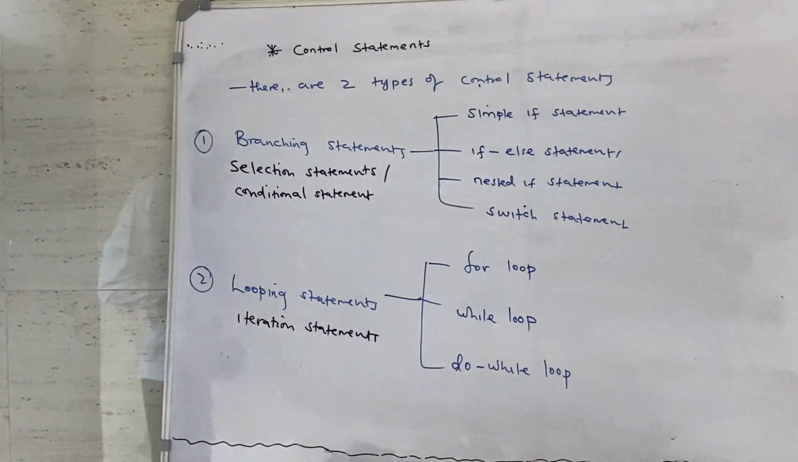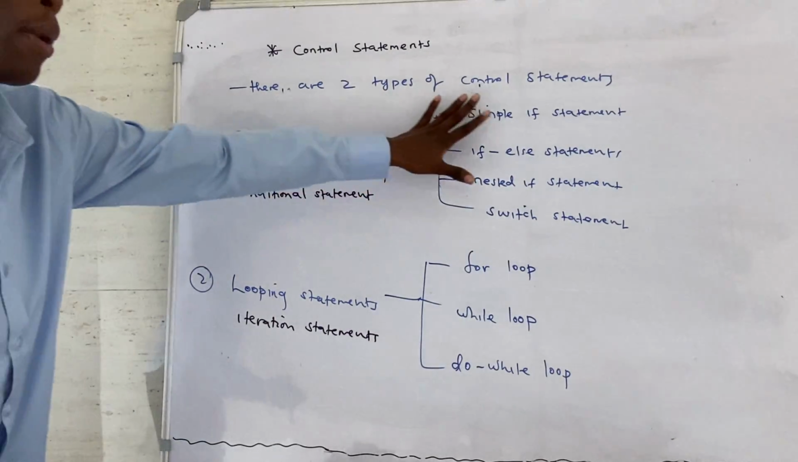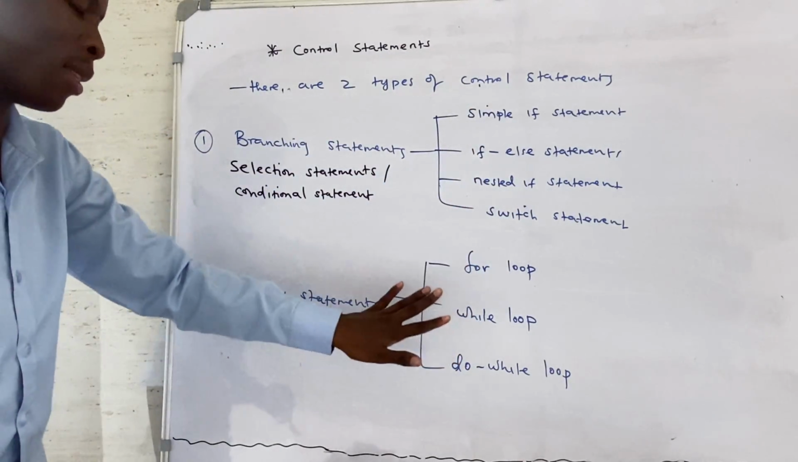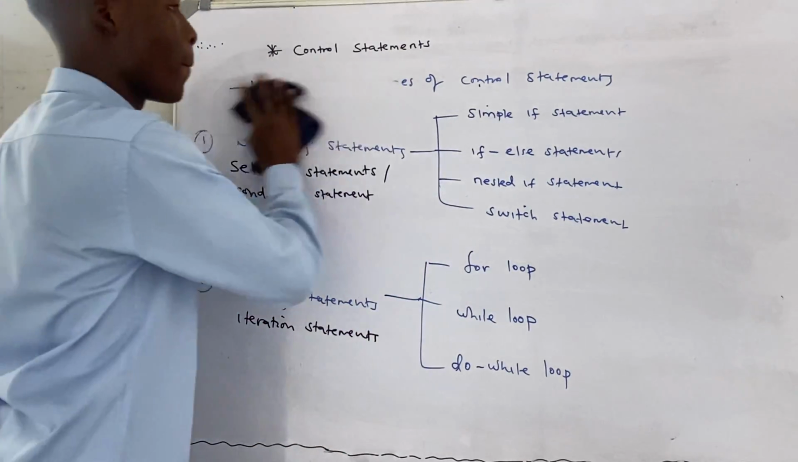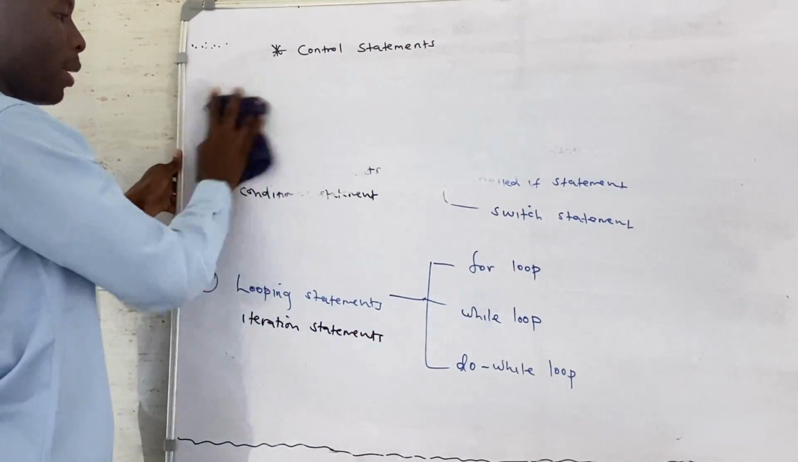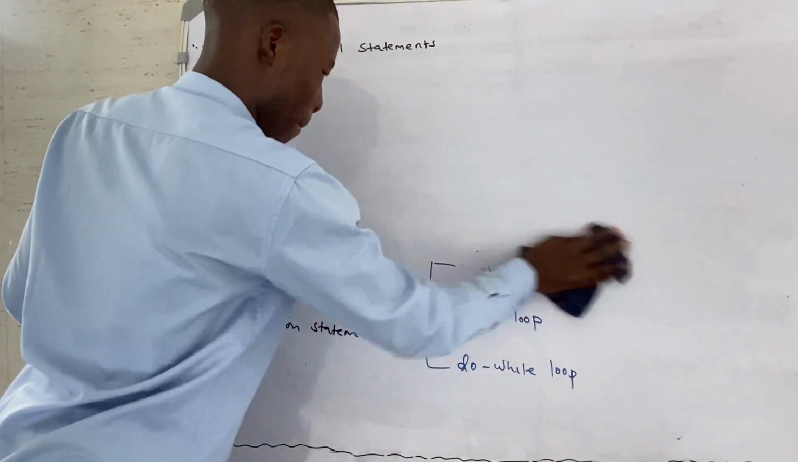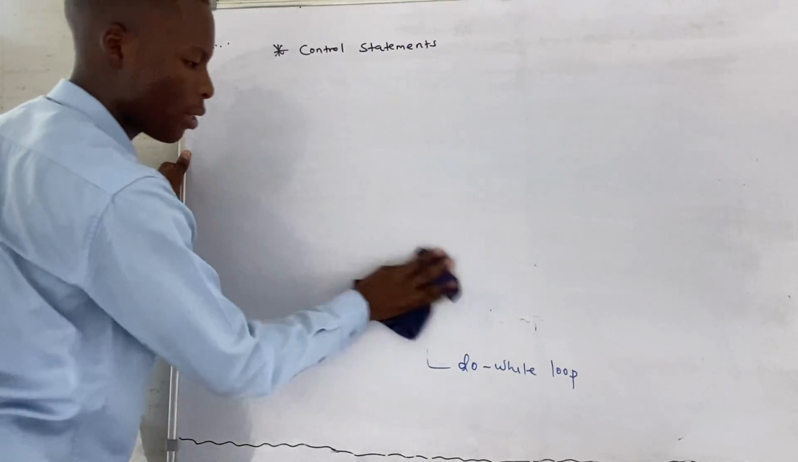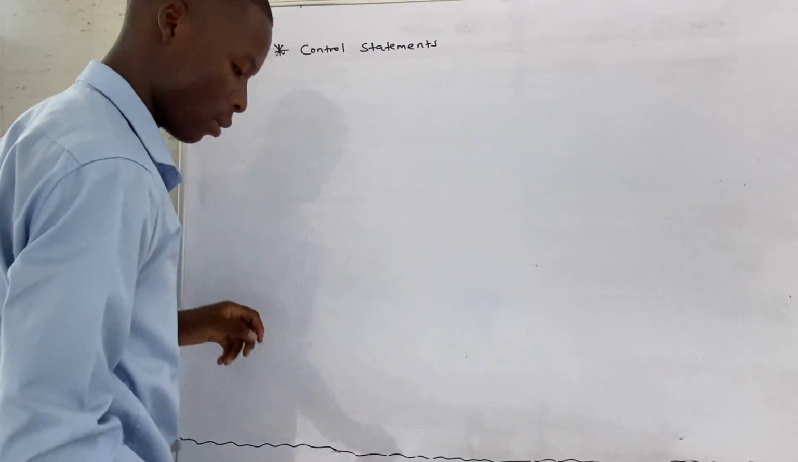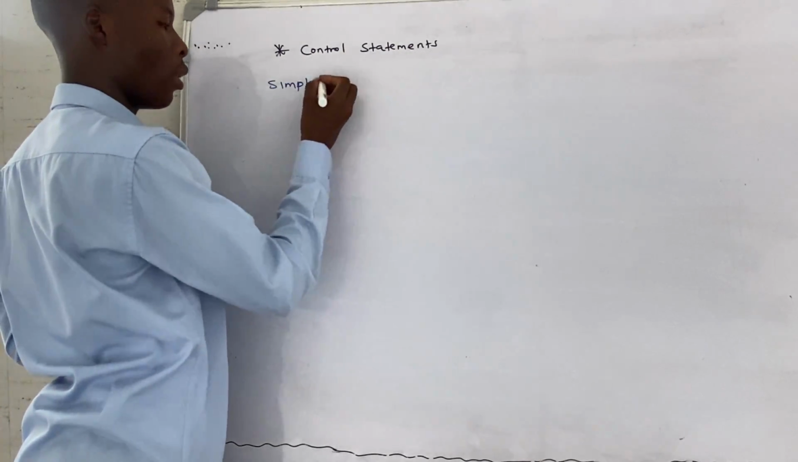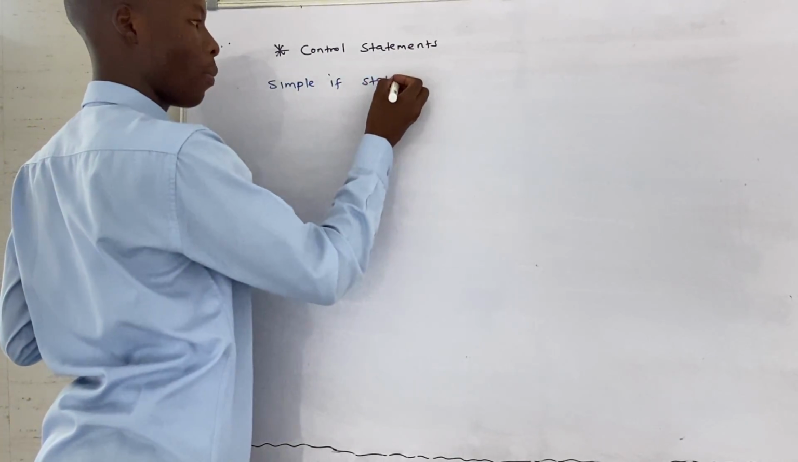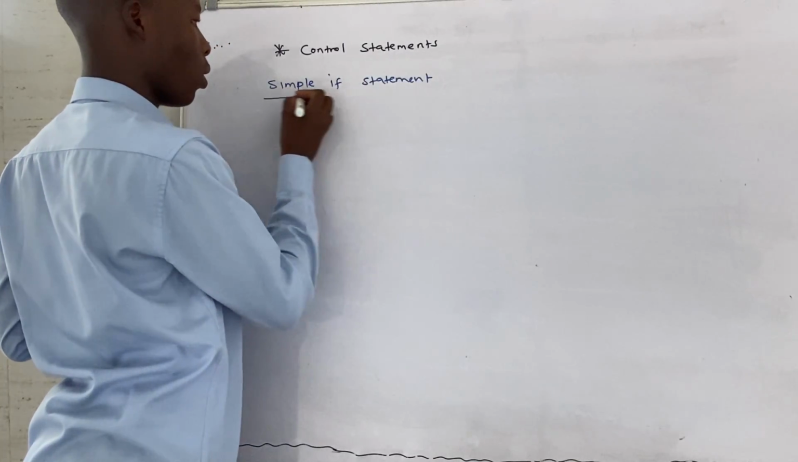We are going to discuss these branching statements one by one, and we are going to discuss these looping statements one by one. So we start by discussing the simple if statement.